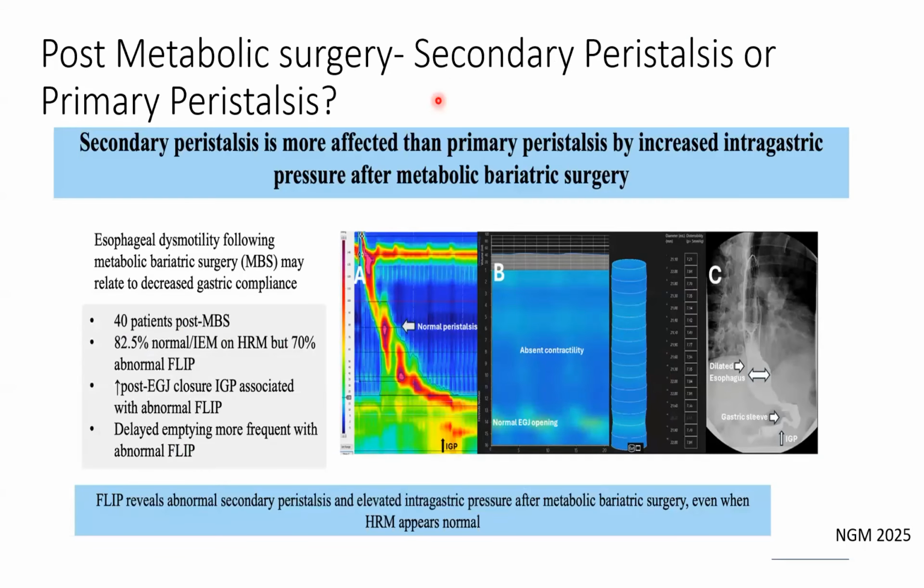So post metabolic surgery, now the question comes whether it's a primary peristalsis problem or whether secondary peristalsis also gets affected. This was a recent article which came out, and what they showed was that it's secondary peristalsis which is actually more affected, and even if these patients have a normal manometry, they may still have absent contractility. Some of them will have poor secondary peristalsis and poor clearance. So these patients will still have problems trying to clear the esophagus. So there are more reflux symptoms post their surgery.